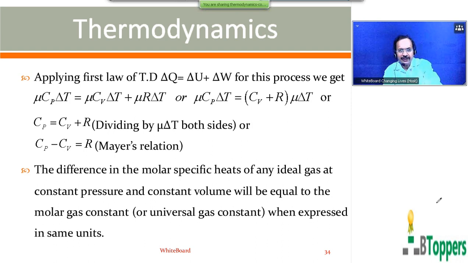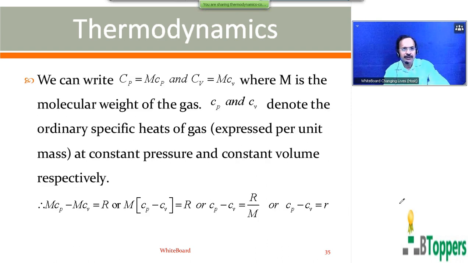So I am going to show you the next slide on screen. We can write capital C subscript capital P equal to capital M into small c subscript small p, and capital C subscript capital V equals capital M into small c subscript small v. Here capital M is the molecular weight of the gas. Small c subscript small p and small c subscript small v denote the ordinary specific heat of gas, expressed per unit mass, at constant pressure and constant volume respectively.